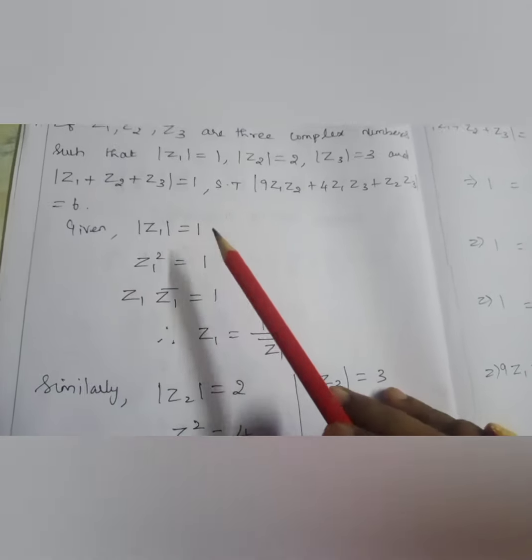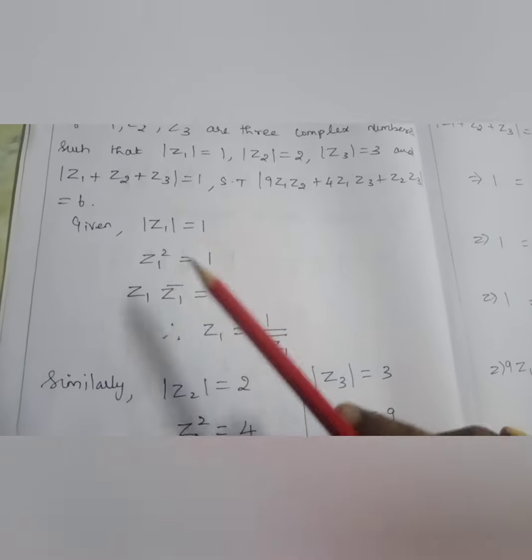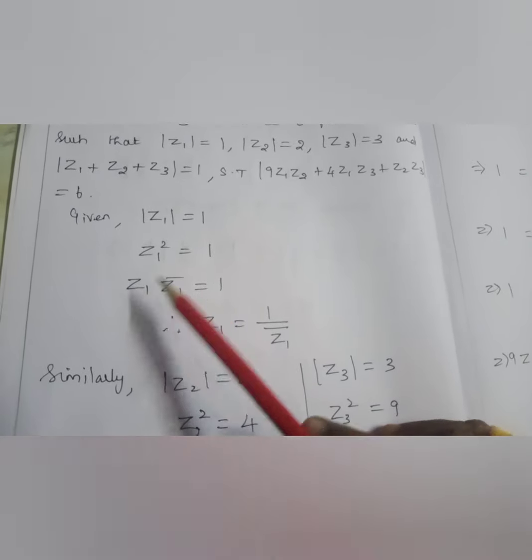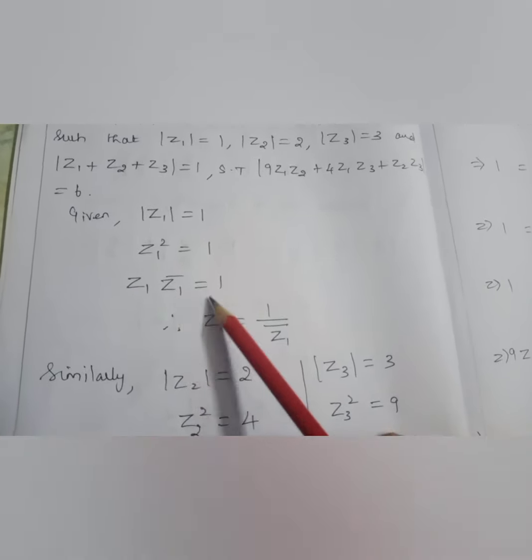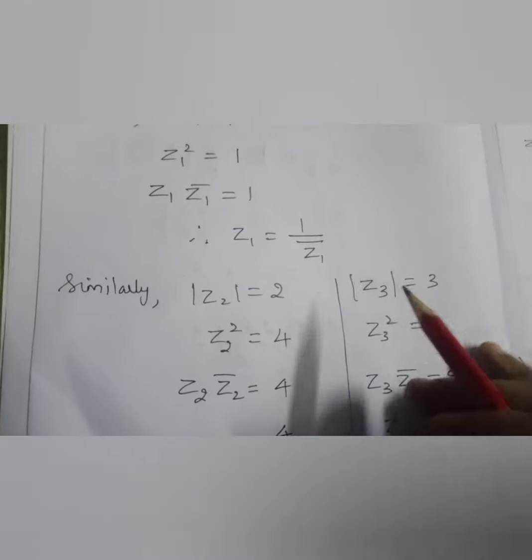Then we have a property that z squared can be written as z into z bar. So z1 squared can be written as z1 into z1 bar, which is equal to 1, from which I can derive what is z1. That is, z1 is equal to 1 by z1 bar. Now I will apply the same concept for z2 and z3 also.